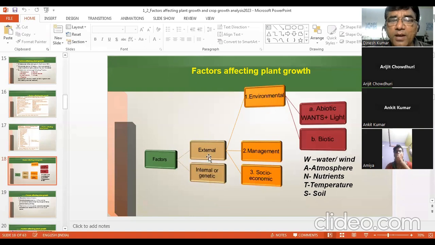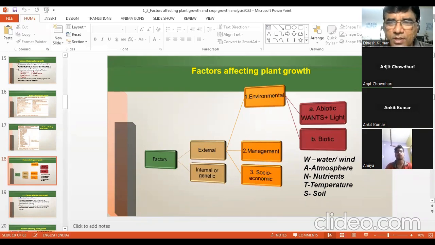So overall, you have external factors, and internal or genetic factors. Now you see external factors, outside factors. There are three: environmental, management, and socioeconomic factors. These are external factors. We will discuss these management factors, socioeconomic factors. If you see environmental factors, there are two: abiotic and biotic factors. So these abiotic factors are non-living factors like plants WANTS plus light. Can you see it? This WANTS, is it visible to you in the slide?